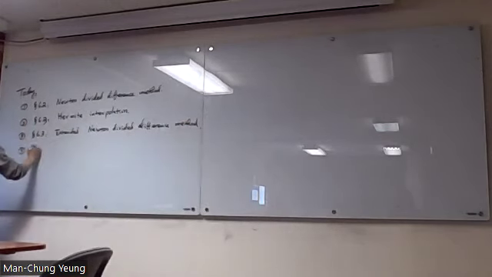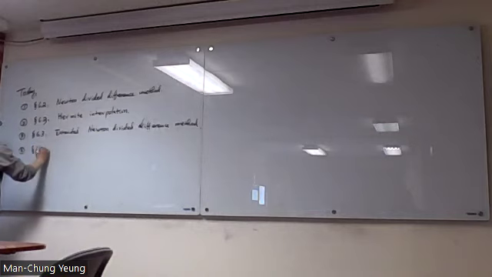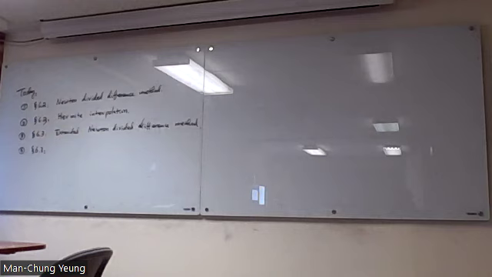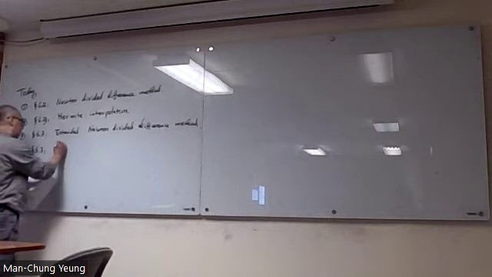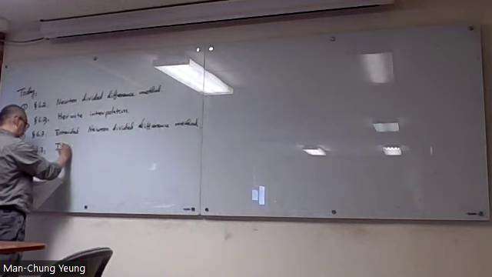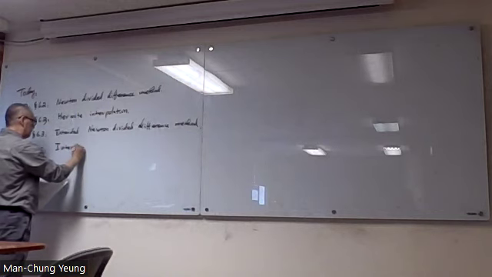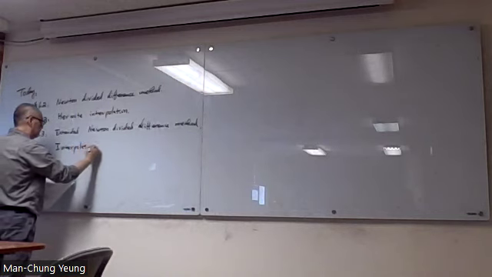Number 4, section 3: the Hermite interpolation polynomial. How well does the polynomial approximate the function f? I present one result, the interpolation error.